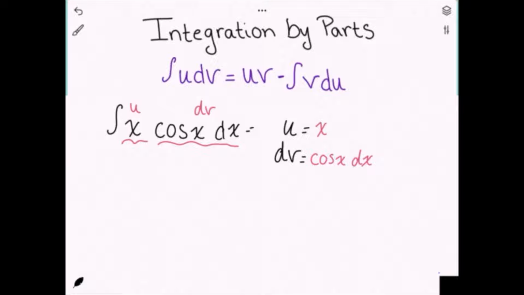Our second step is to find du and v. To find du, we need to find the derivative of u, and the derivative of u is 1, so we're going to write dx. And to find v, we need to know the integral of cosine x dx. The integral of cosine x dx is sine x.